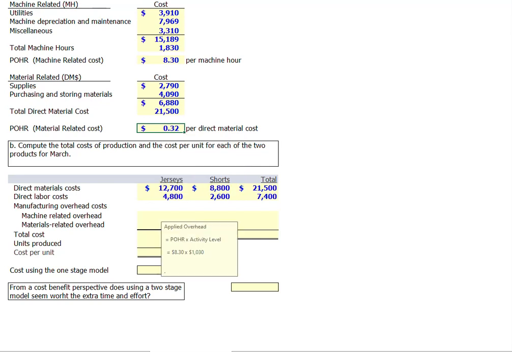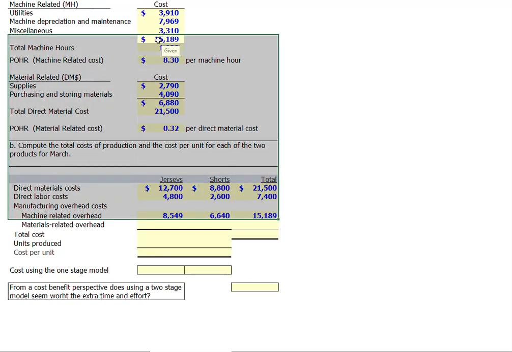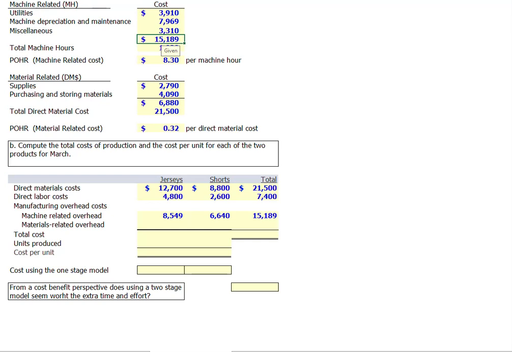So for our machine-related overhead cost for jerseys, we had worked 1,030 hours, and we're going to multiply that by a rate of $8.30 per hour. And for our shorts, we're going to take $8.30 per hour multiplied by 800 hours. Ignore those dollar signs in that pop-up box. And as a check, we want to make sure the total overhead we've allocated to those two products that's machine-related does indeed tie to our total cost assigned to the machine-related pool above.